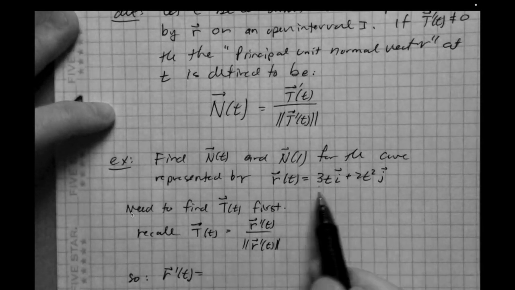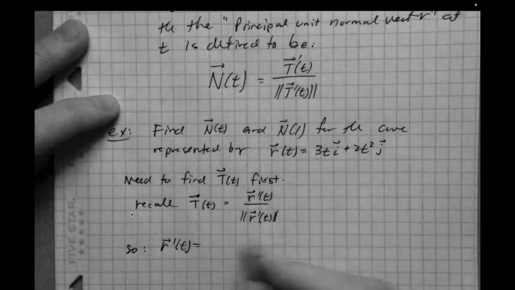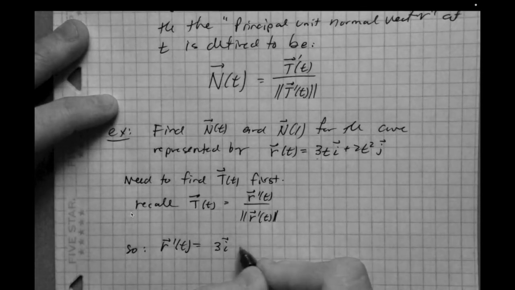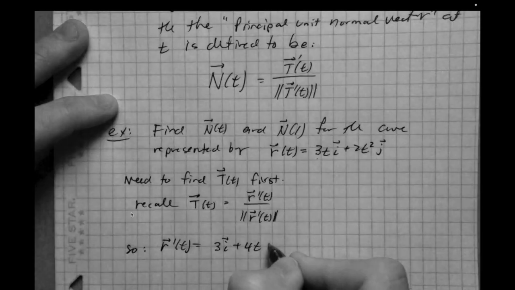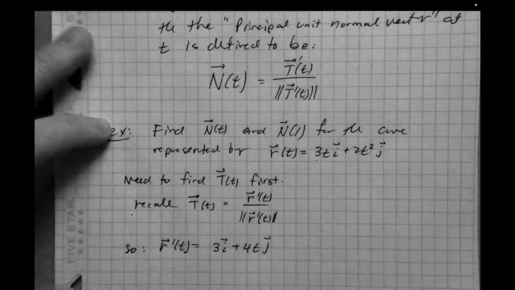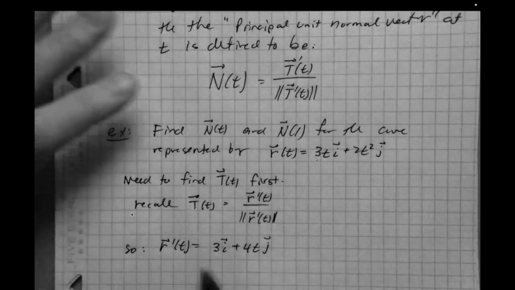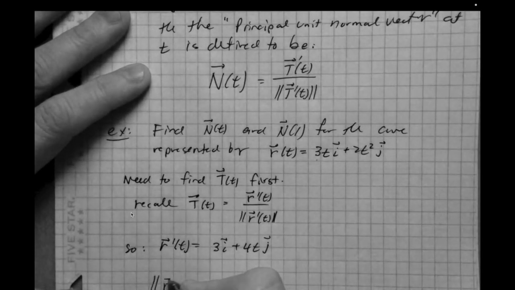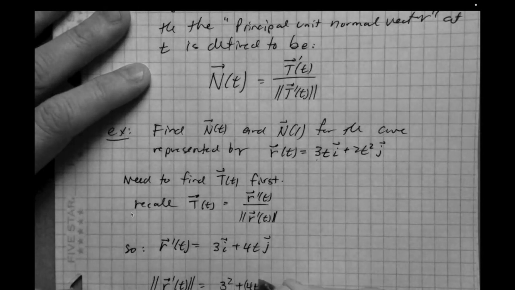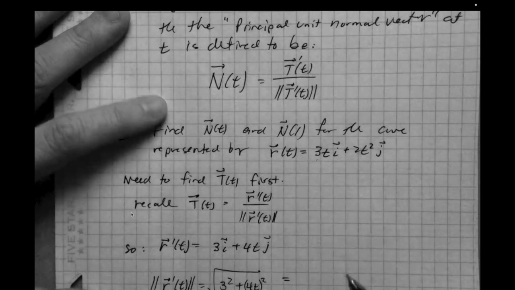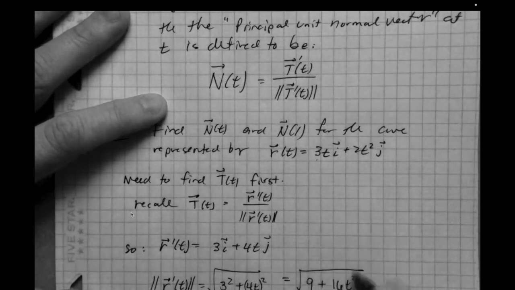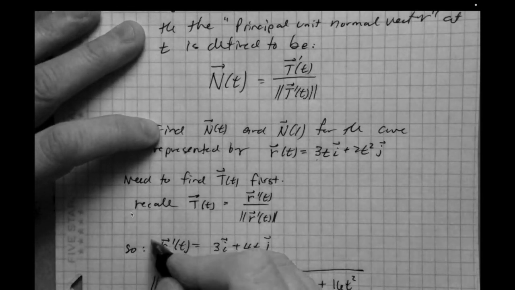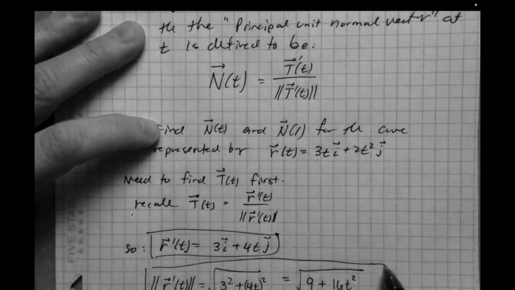And that's very simple here, right? Because it's just 3i plus 4tj. And the norm there is just going to be, what, 3 squared plus 4t squared, the square root of that. And so we get the square root of 9 plus 16t squared. Okay, so we've got these two pieces here.